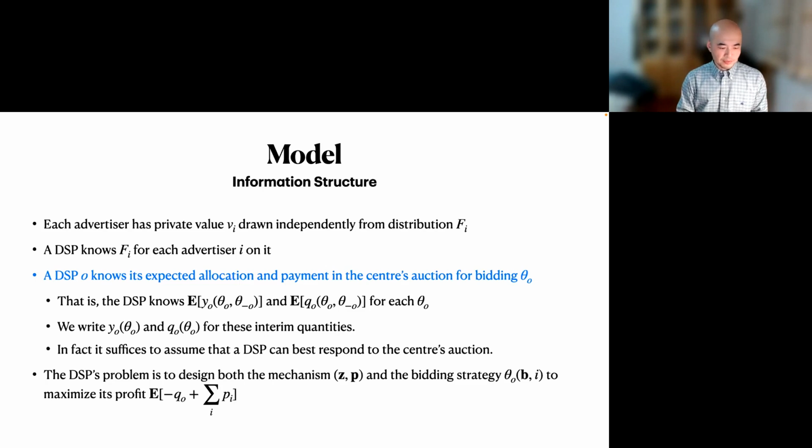Okay, so now when I talk about the DSP's design problem, there are actually three things that need to be decided by the DSP: the allocation rule Z, the payment rule P, and the bidding strategy theta O. Once the DSP decides on these rules, we can calculate its expected profit, which is minus QO plus the sum of PI. So minus QO, because that's the expected payment he makes to the center, and PI is the payment made by bidder I on this platform. So his profit is just equal to this difference.